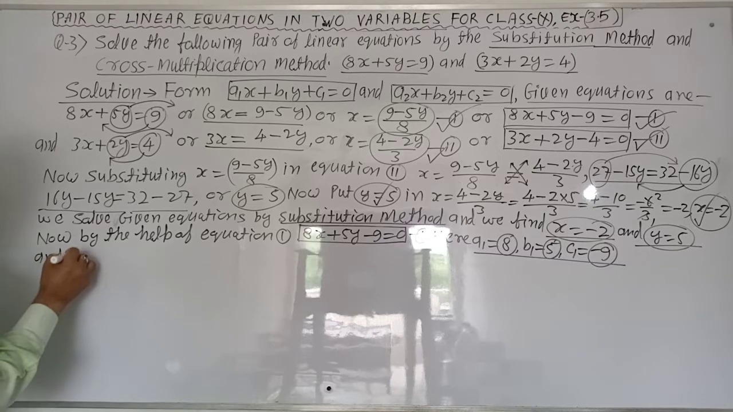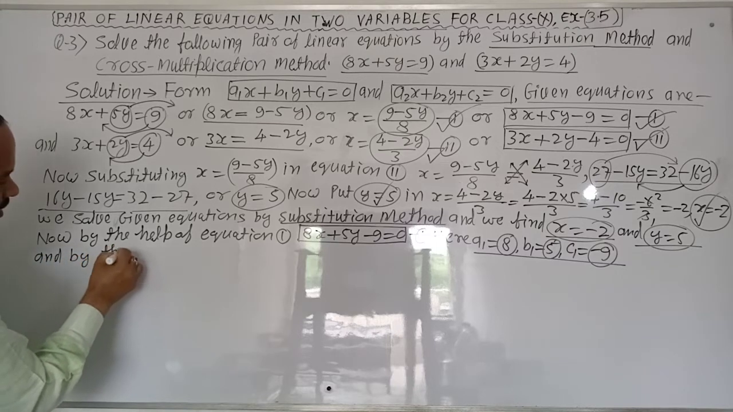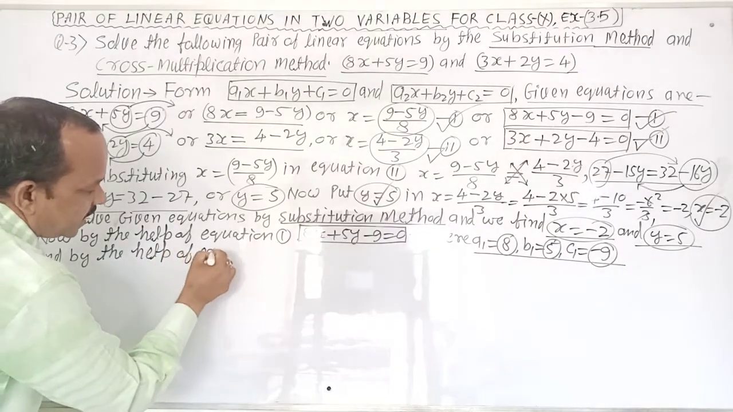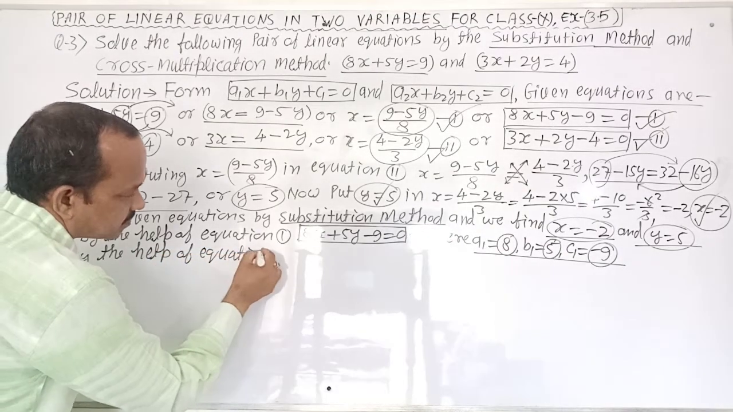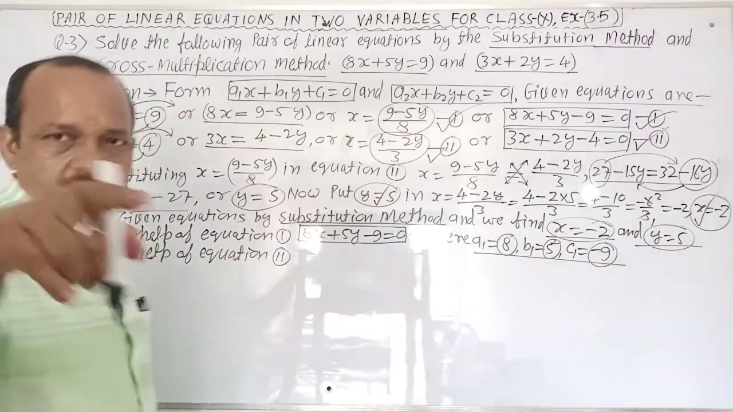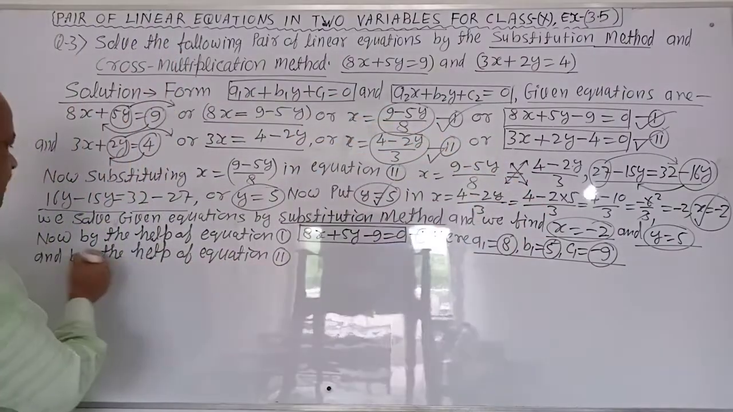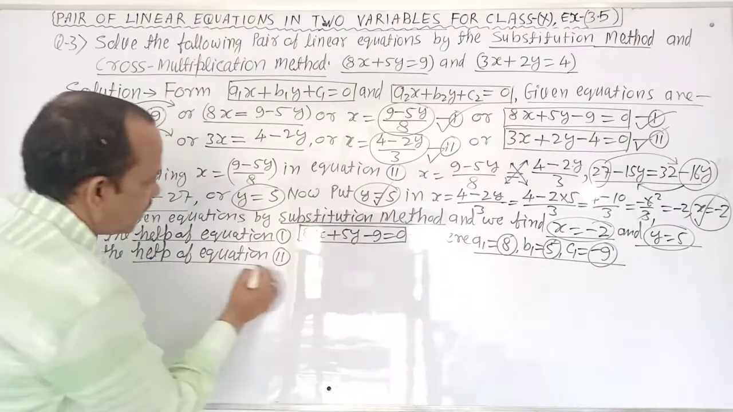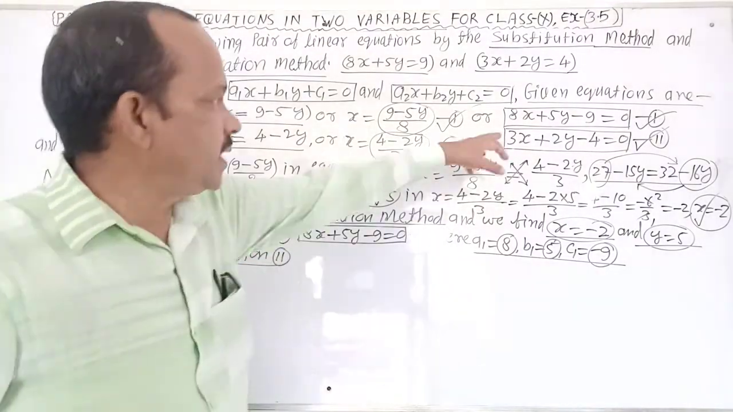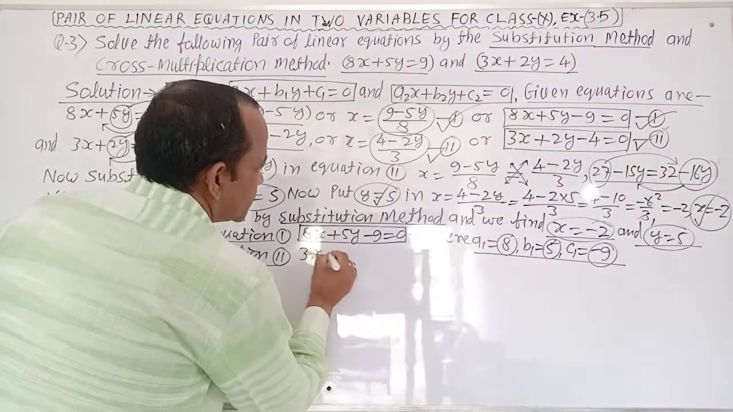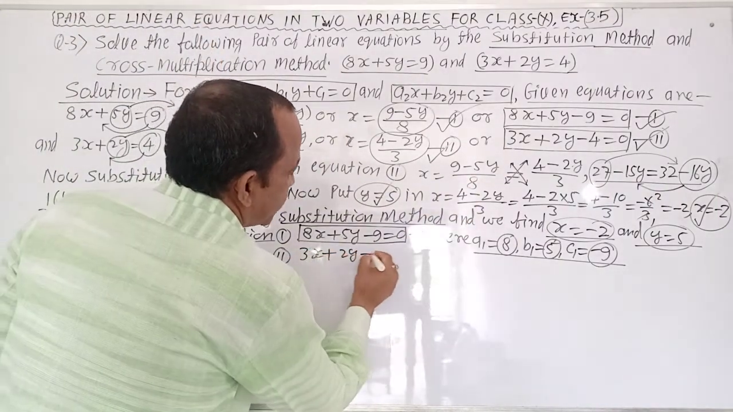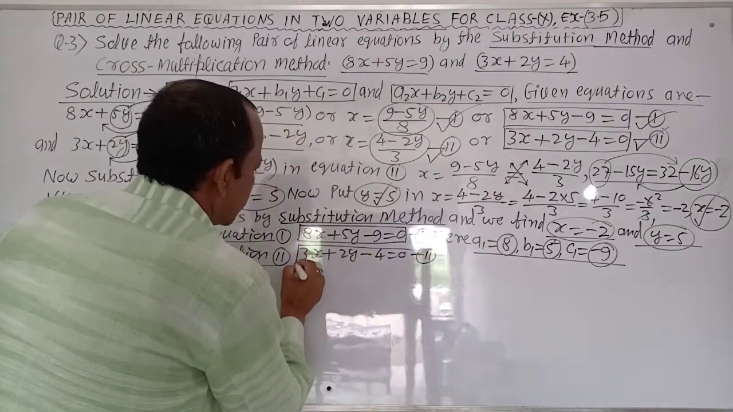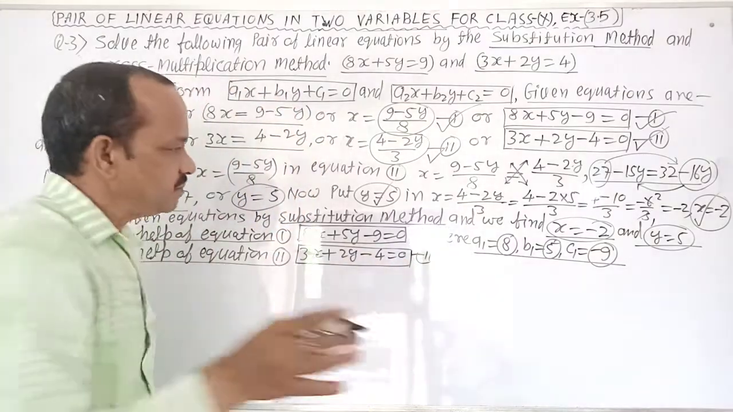And by the help of equation second. Equation second is 3x plus 2y minus 4 equal to 0. It is equation second. Clear?